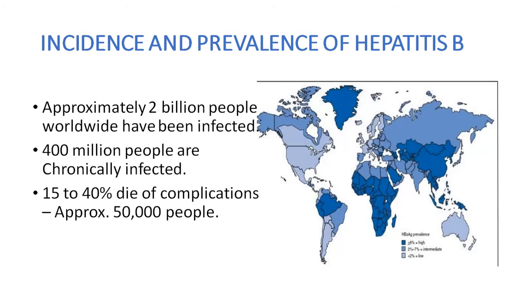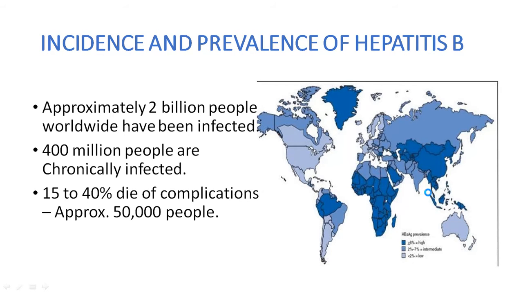So, what is the incidence and prevalence of hepatitis B? Approximately 2 billion people worldwide have been infected. 400 million are chronically infected. 15 to 40% die of complications, approximately 50,000 people. If you see in the map, the most affected, highly infective areas are the dark blue areas in Africa, South America, and Greenland, right? India is in the intermediate zone.